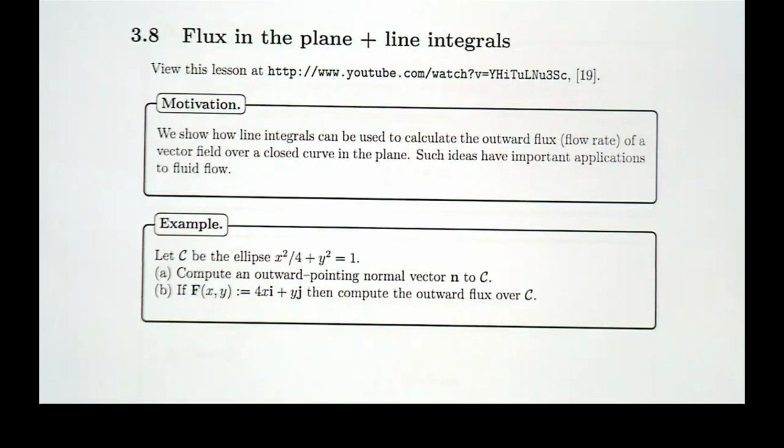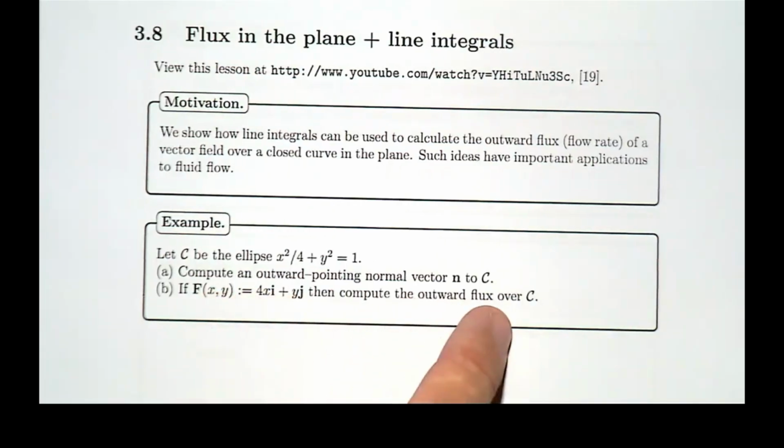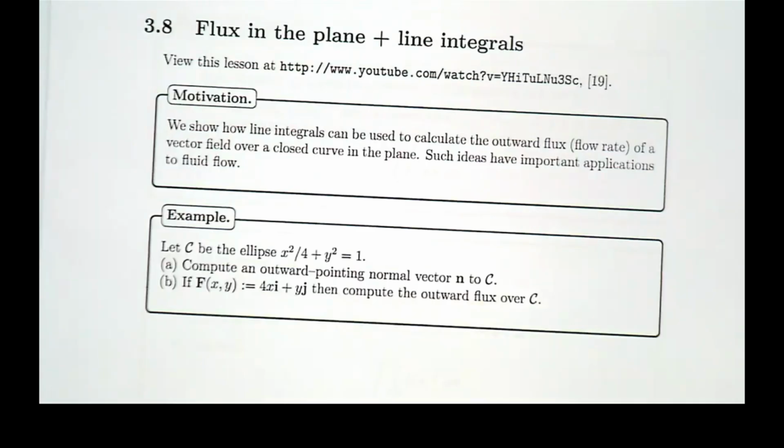Flux is a fancy Latin word that's connected with the idea of flow or flow rate, rate of flow. And what we can do is look at how, say, a fluid flows over a surface or a curve. So let's have a look at the example and it'll become clearer. So you've got an ellipse. Calculate an outward pointing normal vector. And here's the vector field. Compute the outward flux. What does that even mean? So let's start with a picture.